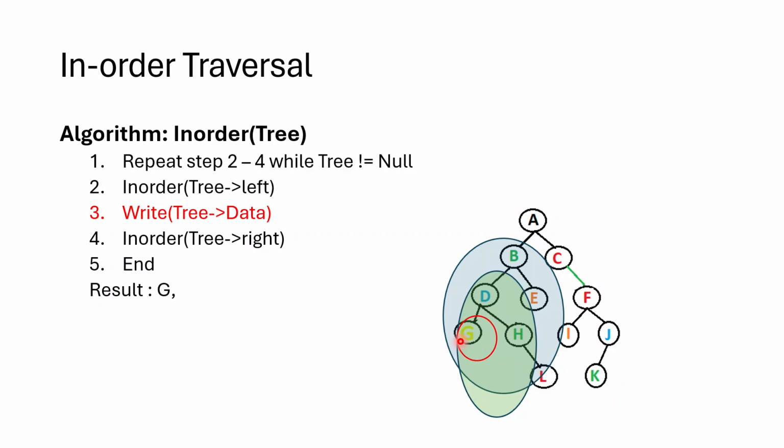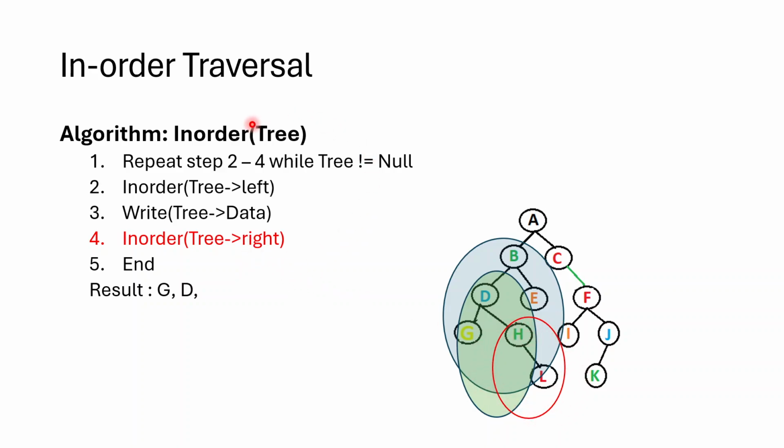So it will write the tree's data, and then it goes to the right side. There is no right child. Once the right child is not there, then for G the left is finished. For D the left is finished. It goes to the root. In-order always means left, root, right. So left is over. Now the root, D, is over. And then for D, the right side: H and L. The same function we call once again.